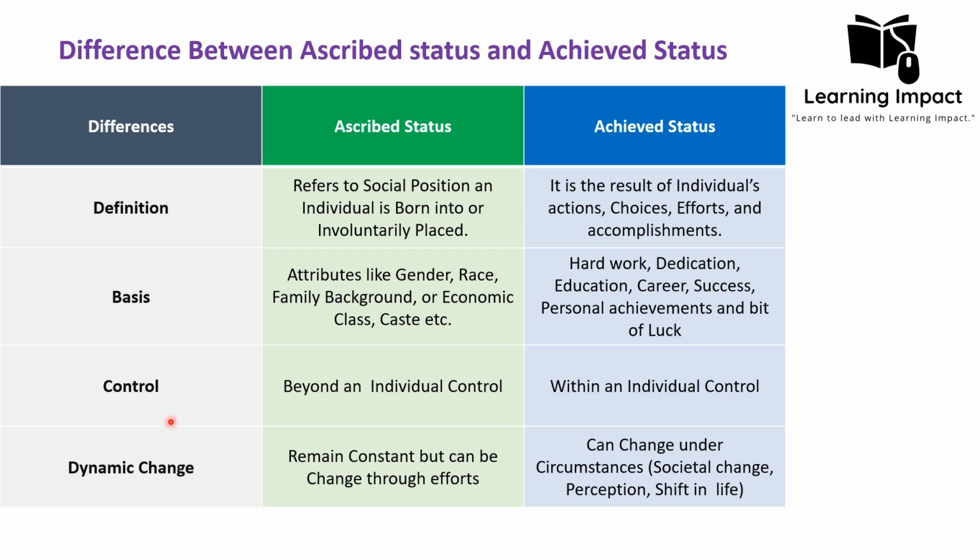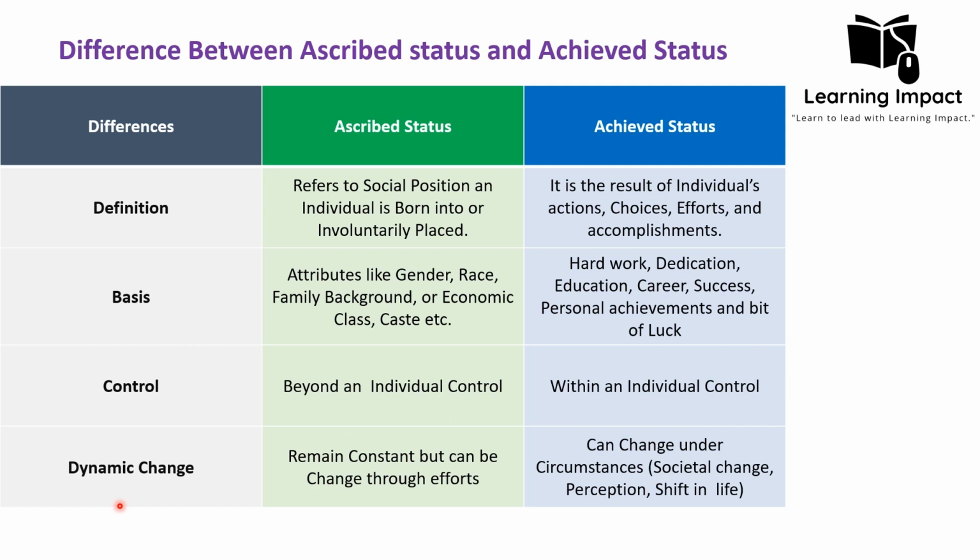Okay, then control. Ascribed status is beyond an individual's control, meaning the individual has no command over it. For example, as we discussed, someone who is born in a lower caste, if we take the caste system of India, if someone is born in a lower caste, Dalit, it is something beyond the individual's control. But in case of the achieved status, it is within an individual's control. As someone has become a doctor, it is actually the result of his hard work.